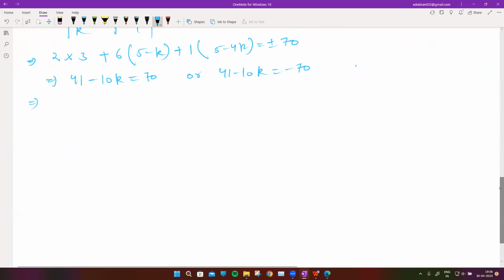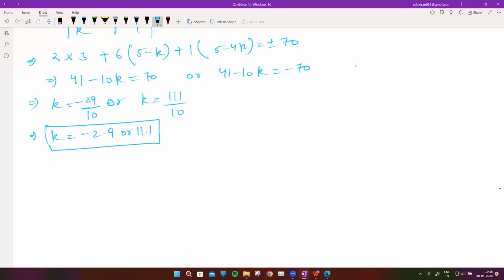So k in this case would be minus 29 by 10, and in the other case, we can write k equals minus 2.9 or 11.1. There are two possible values of k, and in most cases, there will be two possible values of k only. So these are some questions. Three kinds of questions are based particularly on the area of a triangle.